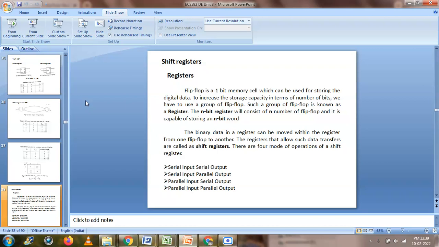Before we start the shift register, do you know what a register is? A register is also storage. We know that a flip-flop can store one bit of information, so a register can store more than one bit. It's a combination of integrated flip-flops that can be used as a register. It's a storage device that can store more than one bit.